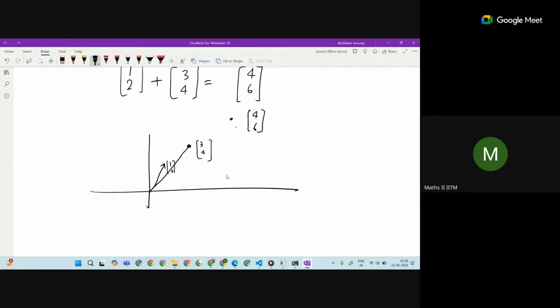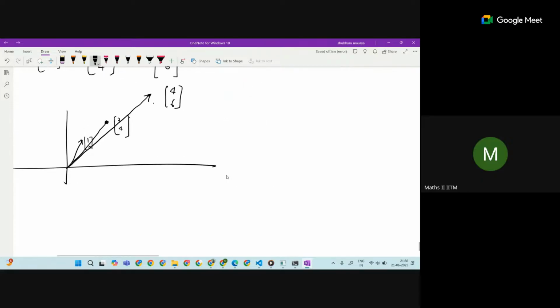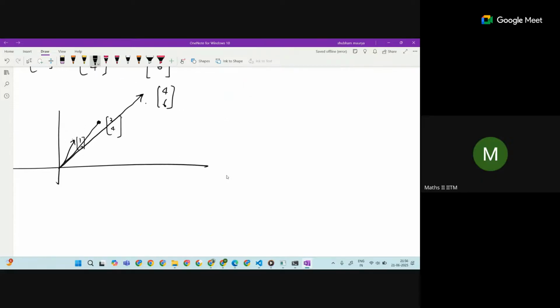The reason is that if you add, then whatever vector you get, the vector representation is like this. If you see why I'm saying parallelogram law many times, let's say I have this vector, and another vector is this vector.